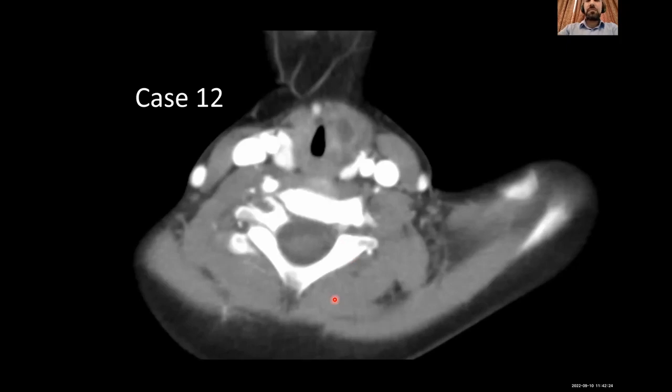Next case. I showed it to you before in one of the differentials. I hope you still remember it. At that site, not an abscess, not a thyroglossal cyst. What is the other differential? Not a laryngeal cyst. No, I told you that. Yeah, great, Dr. Said.